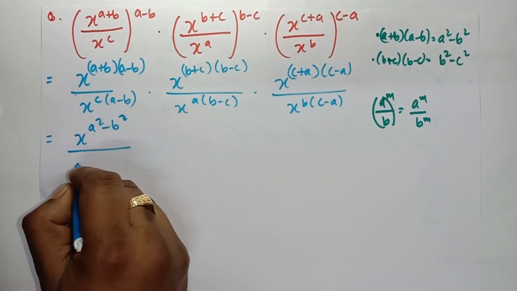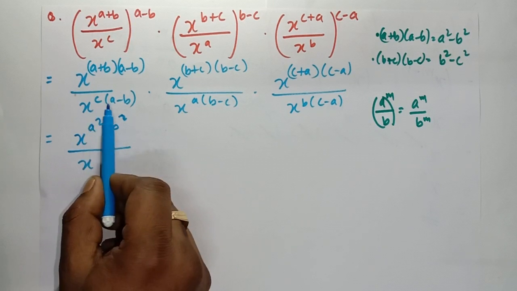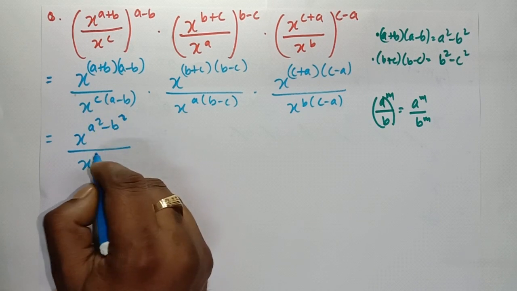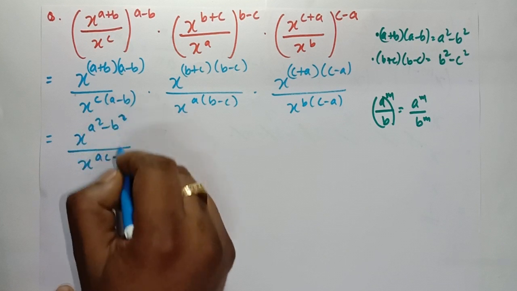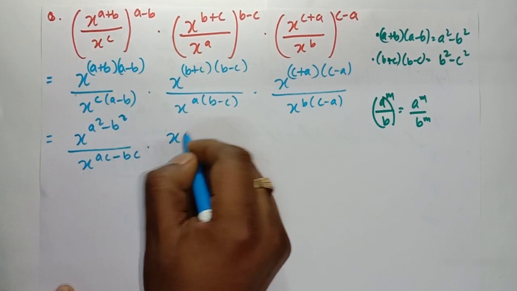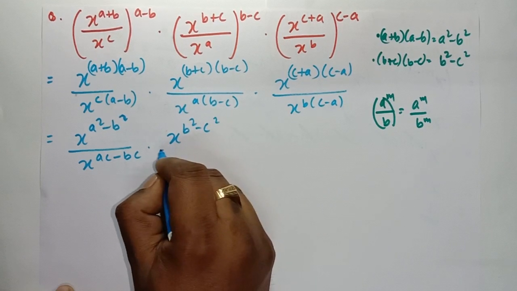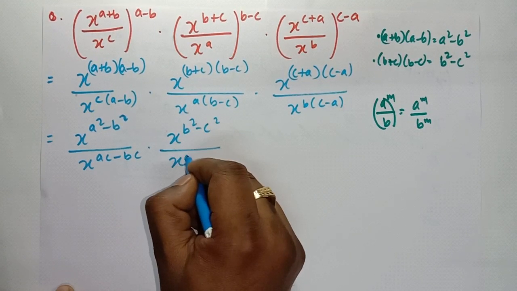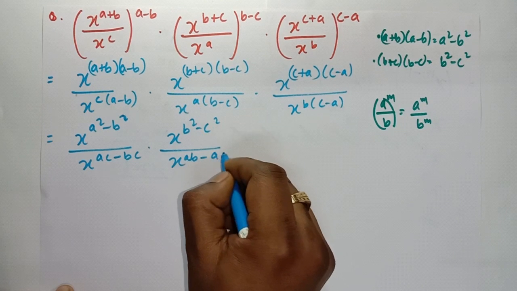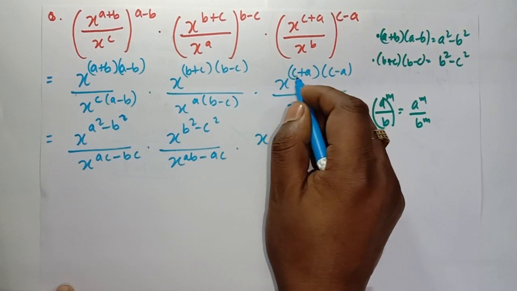Now down one, lower one you will multiply. C into a, you will write in alphabetic order. So it will be ac minus c into b, bc. This is again a formula. Which formula? b square minus c square divided by x, a into b, ab minus a into c, ac. This is again a formula.